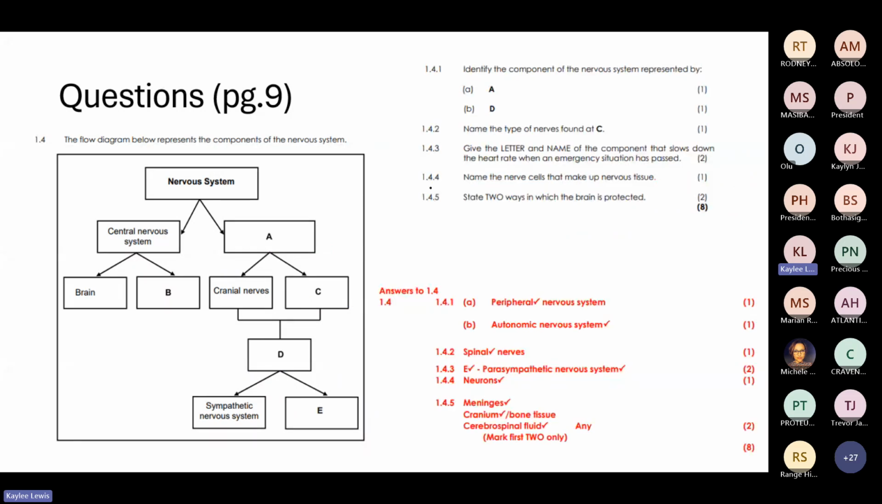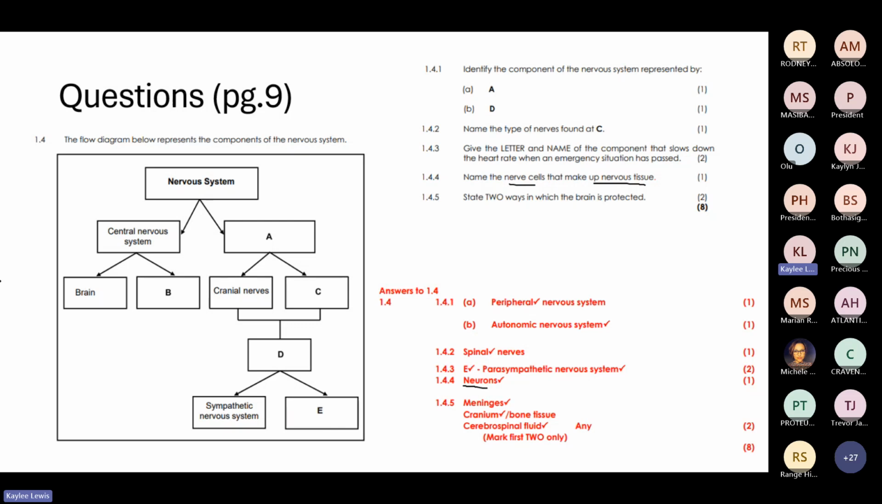Then 1.4.4 says name the nerve cells that make up nervous tissue. So this might seem like a tricky question, but it's a straightforward one. What are the nerve cells called? And remember, we were working with it in previous questions. Your motor neurons, sensory neurons, connector neurons, they are called neurons.